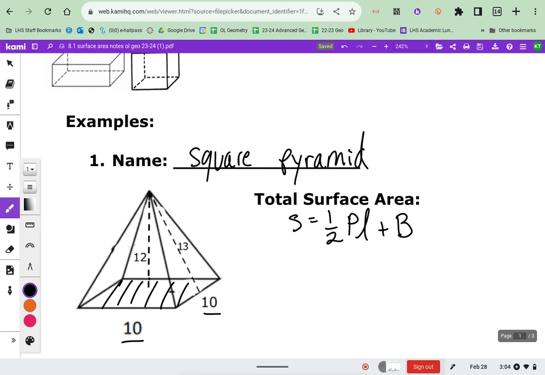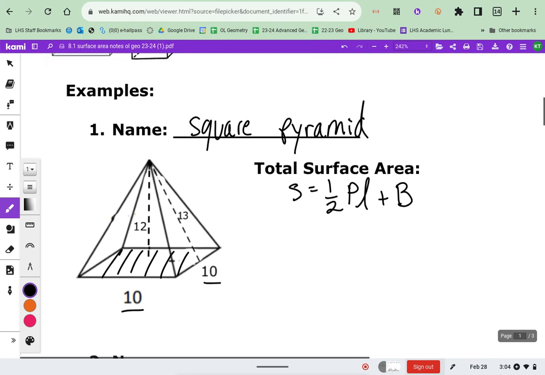Okay, and then I like to find all my letters off to the side, and then I plug them in afterwards. So if we find our capital P off to the side, P is the perimeter of the base. The base is the square. So what's the perimeter of the square on the bottom? 40, yeah, 10 plus 10 plus 10 plus 10. So capital P is 40.